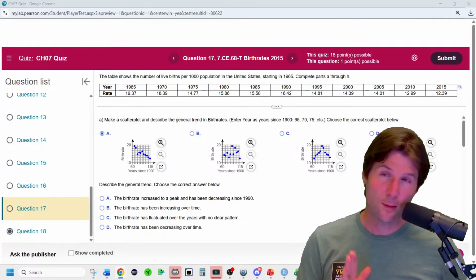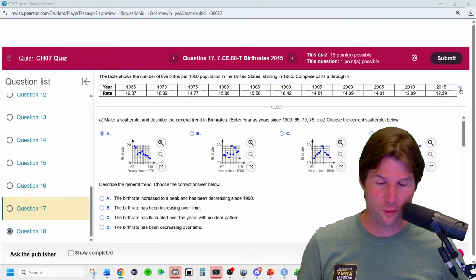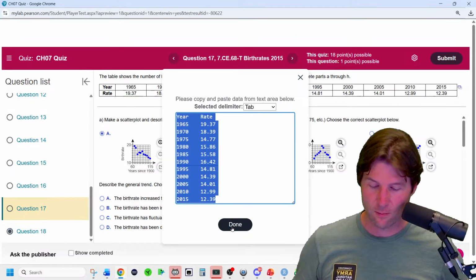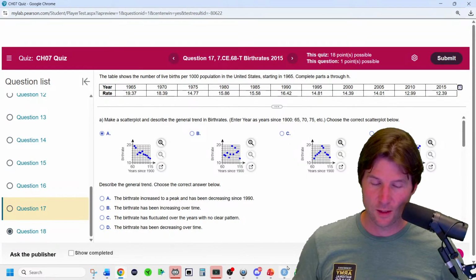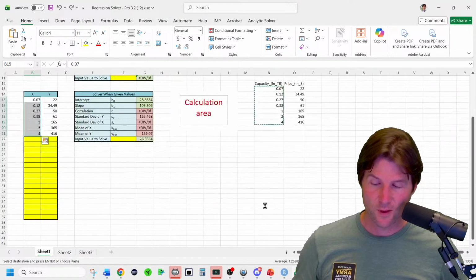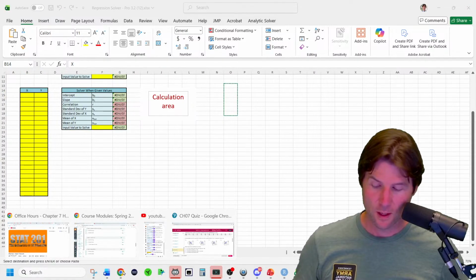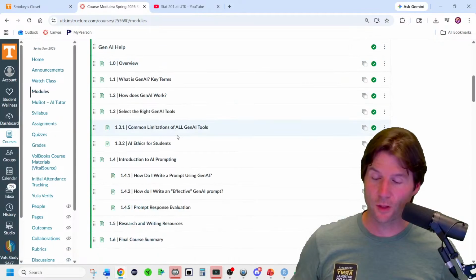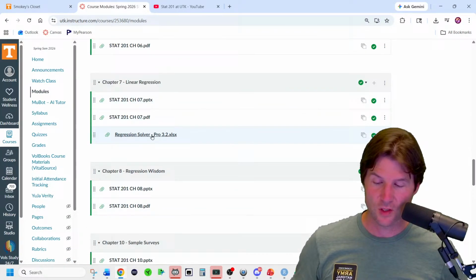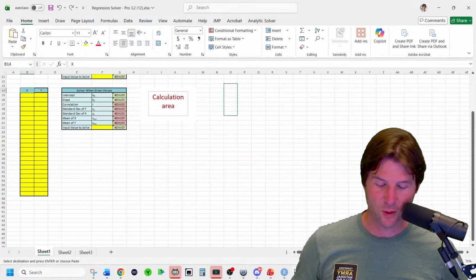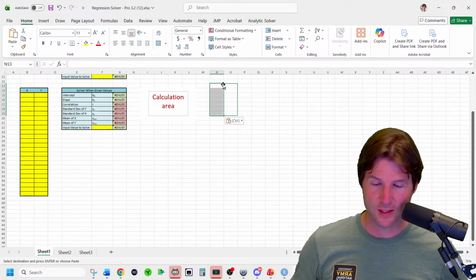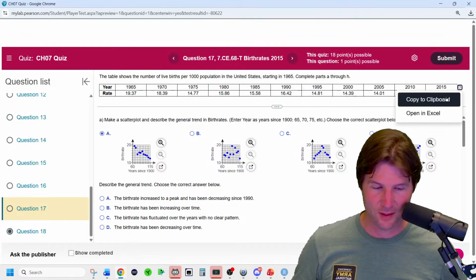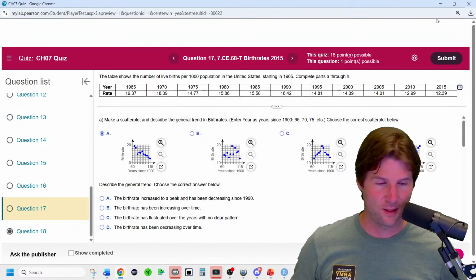So this problem is a little tricky because now we have to remove 1900 from the data. We're going to copy to clipboard, hit Control-C or Command-C, and then go into the regression solver. To find the Regression Solver Pro, the awesome version, go to the Modules section on Canvas, scroll down to Chapter 7, and you will see Regression Solver Pro. Download it and paste the data. You're just going to paste data and hope it remains pasted. Go back to your data, click the little drop-down, copy to clipboard, Control-C, click Done, go back to the data.